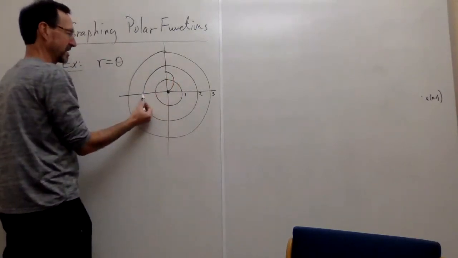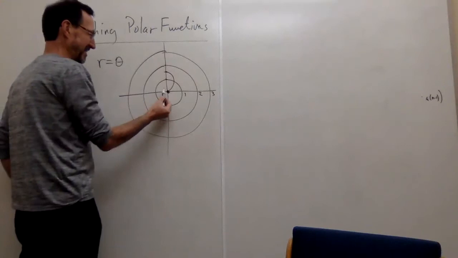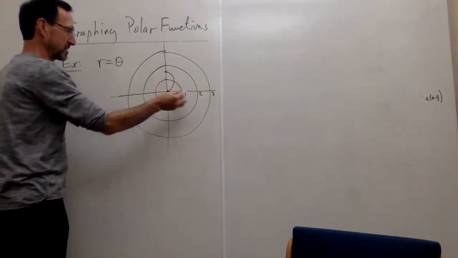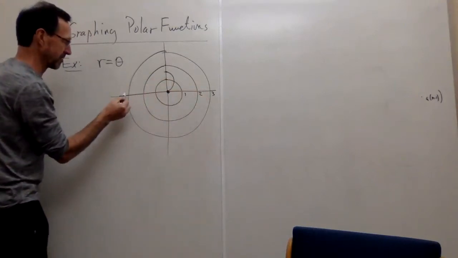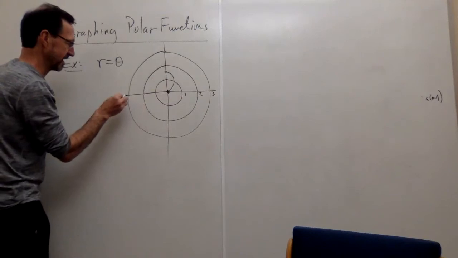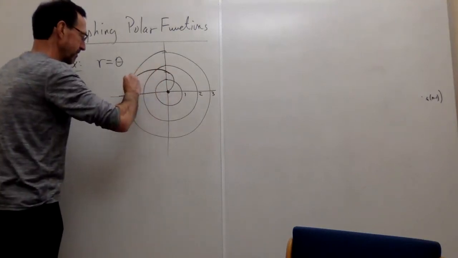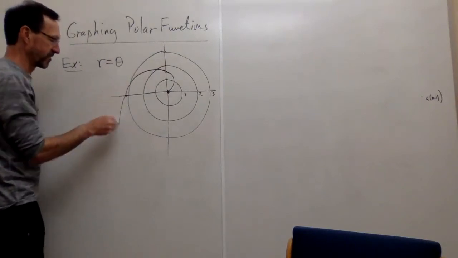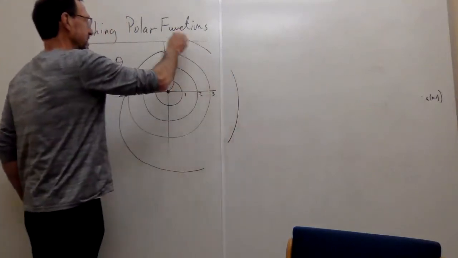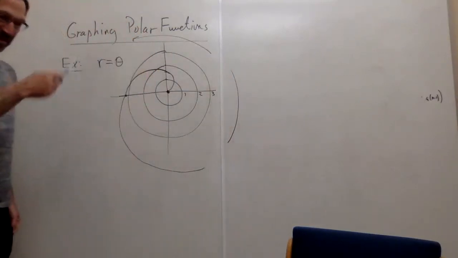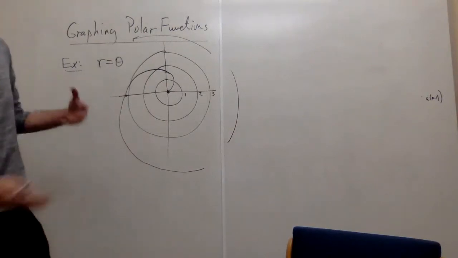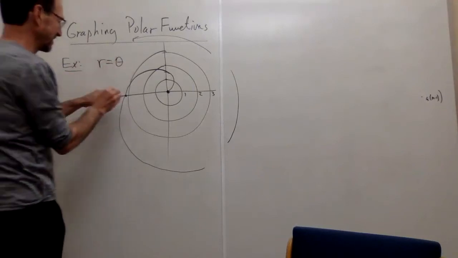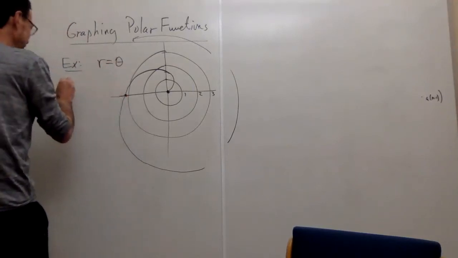By the time theta gets over to here, of course, this angle is pi. And so r is 3.14. It's a little bit outside this outer circle, just a little tiny bit. We head over there. And as theta keeps on increasing, r just gets further and further away. And so what we get is this big spiral. As theta goes around and around, r just follows it, getting further and further away from the origin. So, an ugly picture, at least beyond this point, but you get the idea.